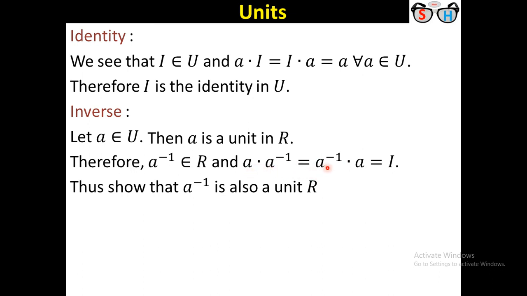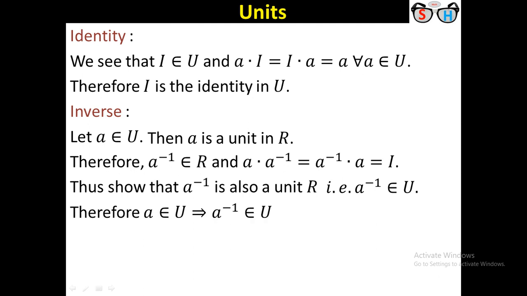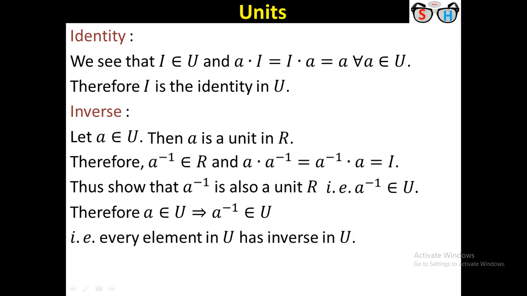We know that an element, that is A inverse, has a multiplicative inverse if A inverse dot B equal to B dot A inverse is I. Here B is equal to A, that is, the inverse of A inverse is A. So A inverse has a multiplicative inverse, that is, A inverse is a unit in R. So A inverse is an element of U. Thus for all A in U, A inverse is also in U. Thus every element in U has an inverse in U. So from closure property, associative property, identity and inverse, we can conclude that U with multiplication is a group.